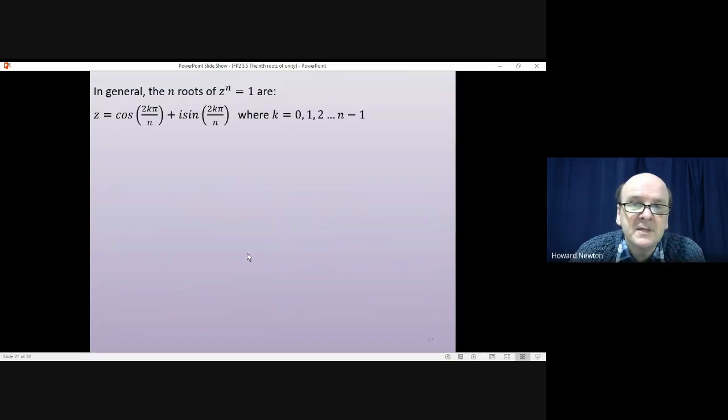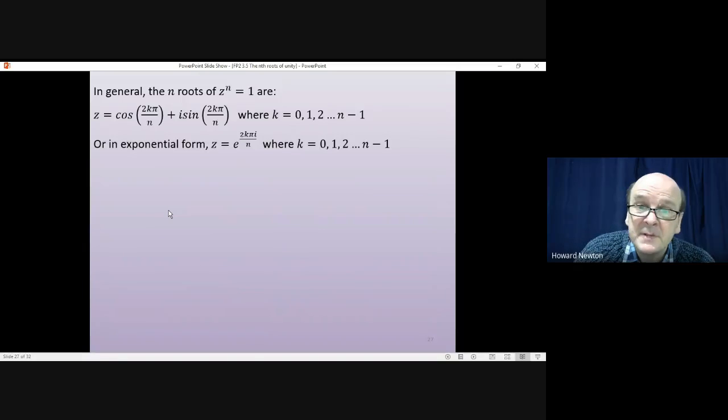So in general, that's what we said the n roots of z to the n are. Now, we could also find them in exponential form. And in exponential form, you get something extremely similar. The n roots would be z equals e to the power of 2k pi i divided by n, again where k goes from 0 up to n minus 1. Omega notation. It's something that we need to just consider at the end of this lesson.